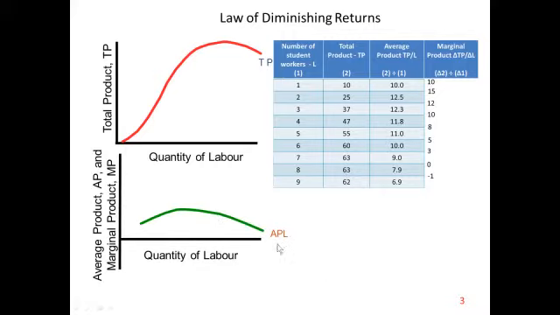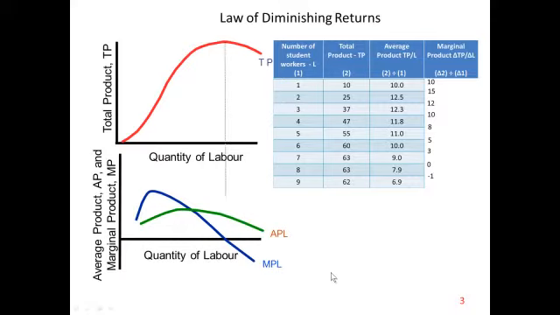Our average product of labour takes on what we call a slight hill shape. And as you can see, it too rises initially, but then it starts to fall. And of course, it's falling because of the impact of what we call diminishing marginal productivity. So our marginal product was rising initially and then beginning to fall and fall.